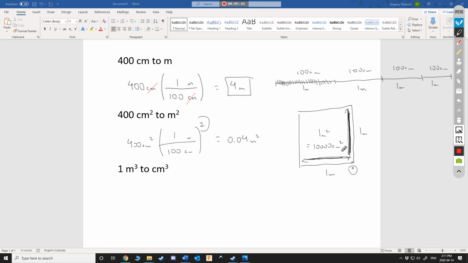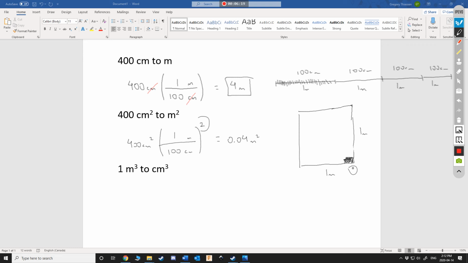So when we say we have 400 centimeters squared, that 400 is only filling up about 4% of this whole thing. Something really small, like a 4 by 10 thing. That is what 400 centimeters squared might look like. Probably it's actually smaller than that, but you get the idea.